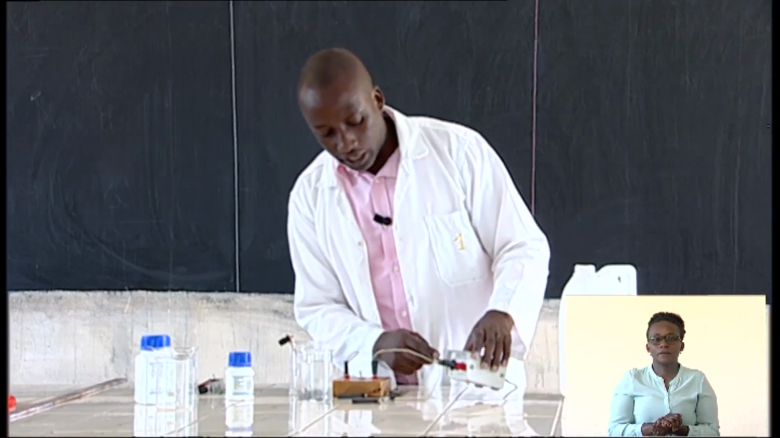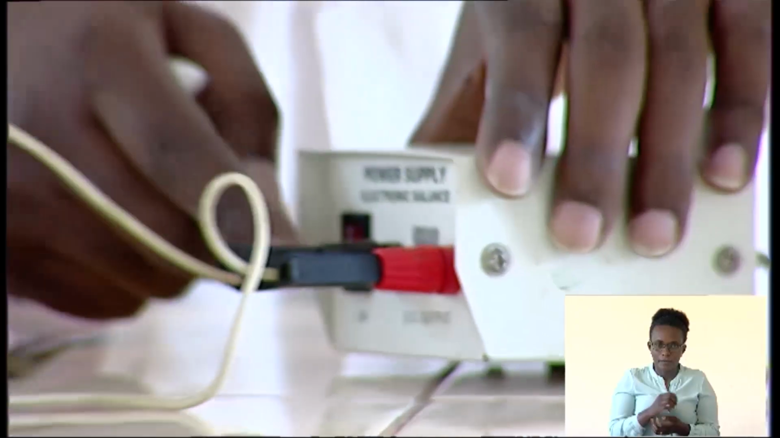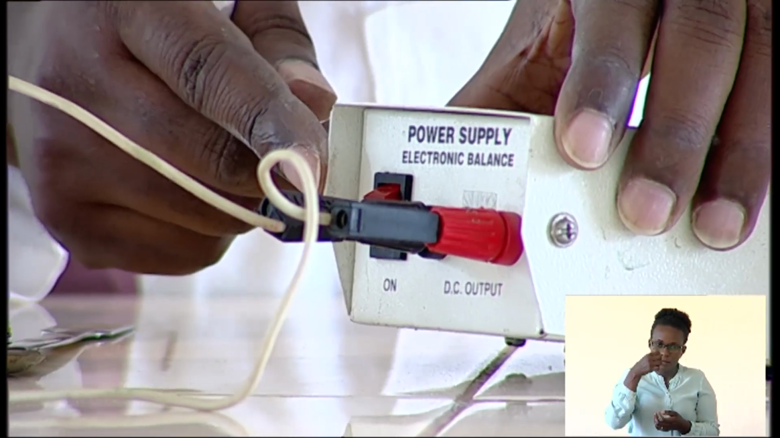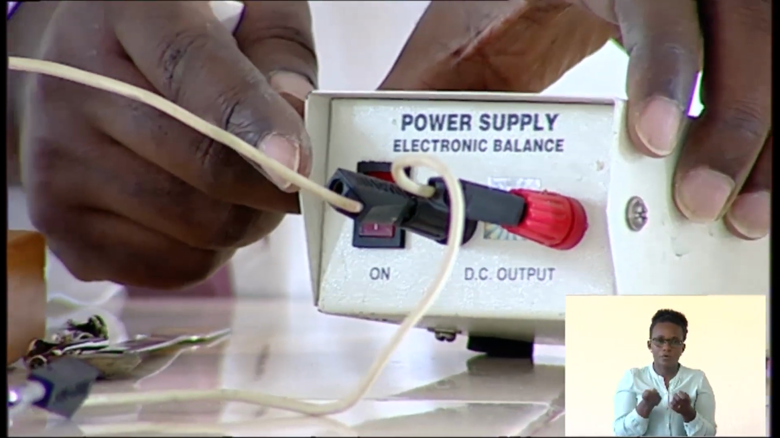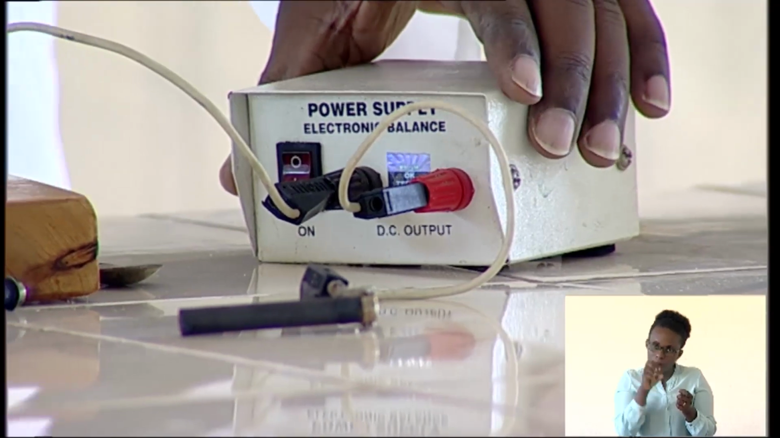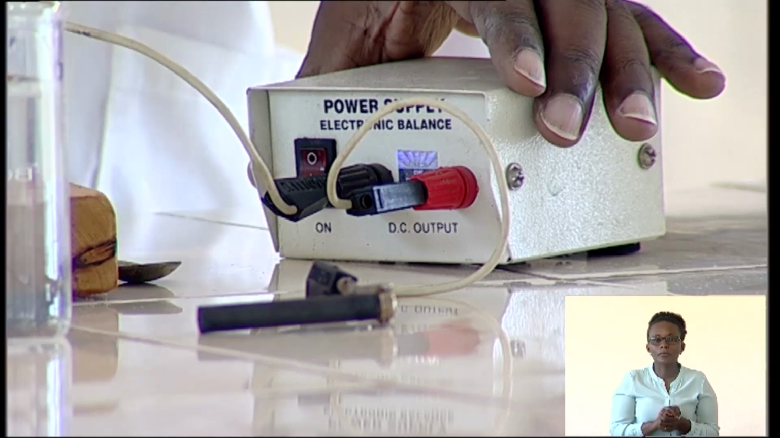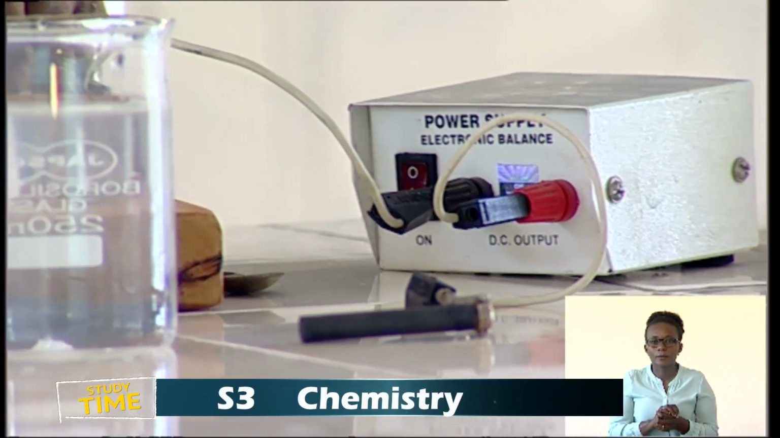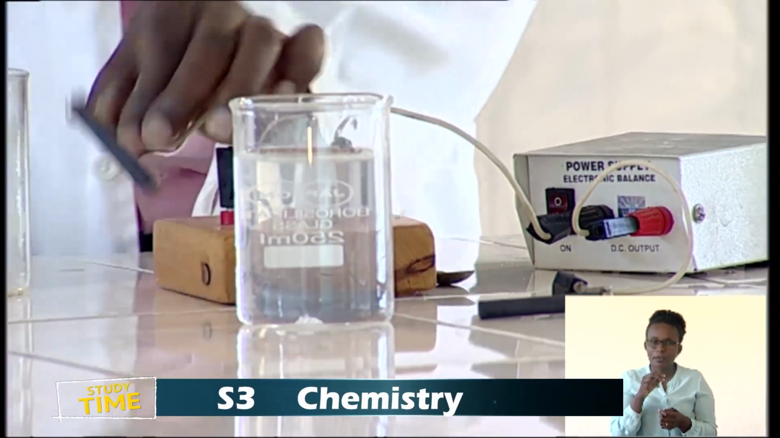Basically now it is off. When I put it on like this, you see it lights. You see it lighting. That means it is on. So this is a solution of sodium chloride, as we have said. This is the switch. These are electrodes.